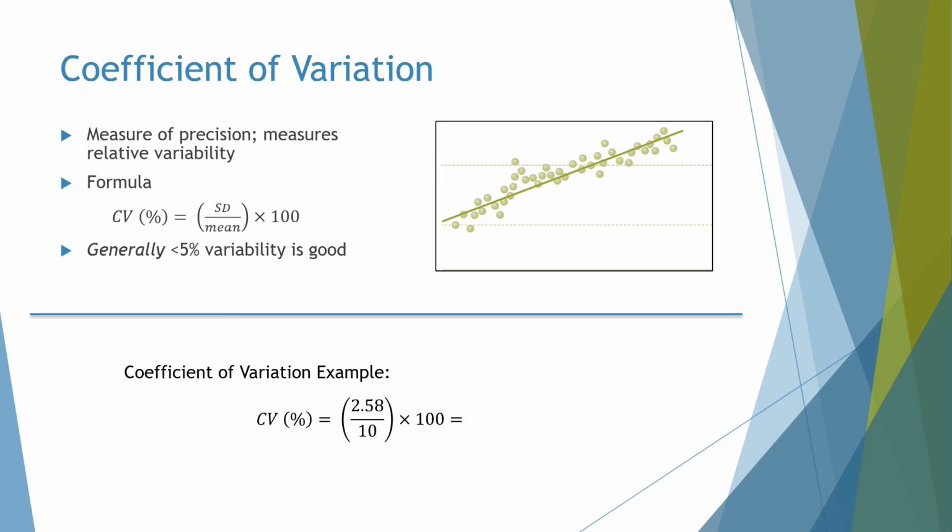So let's calculate our coefficient of variation using the data from our practice problem. Our formula for this, CV in percentage, is the standard deviation divided by the mean times 100. Our standard deviation is 2.58 and our mean is 10. So we will divide 2.58 by 10, multiply by 100, and we will get 25.8%. Now this is a fairly high CV, meaning there's a good bit of variability in the initial values that we started with. Those were just random values that were chosen for this practice problem, and so there's a good deal of variability.